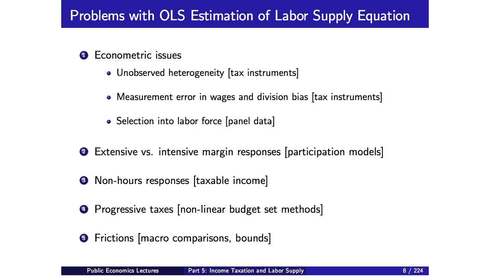that people may be responding in terms of effort or other things. And so for that, we look at taxable income instead of hours. So that's the modern public finance literature. There's the fact that the tax system is actually progressive and is not a straight line. The budget set is not a straight line. So progressive taxation, the way we deal with that is nonlinear budget set methods. That goes back to the work of Hausman.